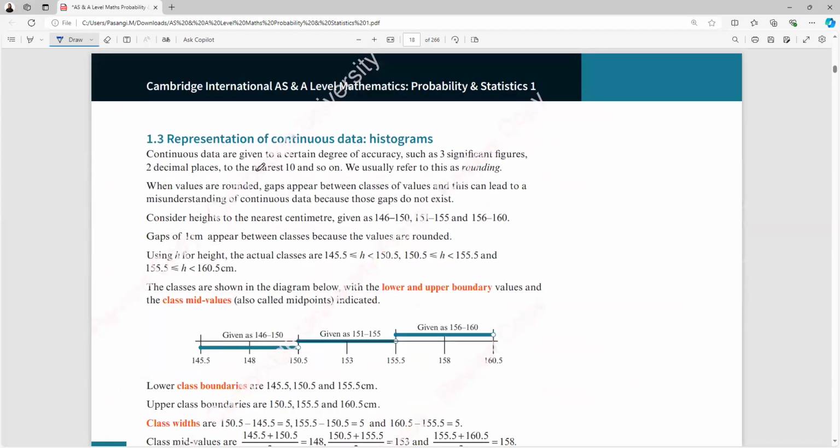Then the next part, representation of continuous data: histograms. Again, we have to do the histogram. Here, continuous data are given to a certain degree of accuracy, such as three significant figures, two decimal places, to the nearest 10 and so on. Normally we refer to this as rounding. In maths also we did rounding off and rounding down. That's what we are doing here also.